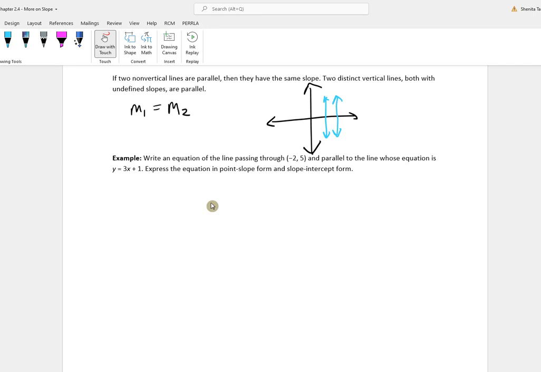Alright, so we're going to write the equation of a line passing through the point -2, 5, and it's parallel to the line whose equation is y is equal to 3x plus 1. We're going to write the equation in point-slope form and slope-intercept form.